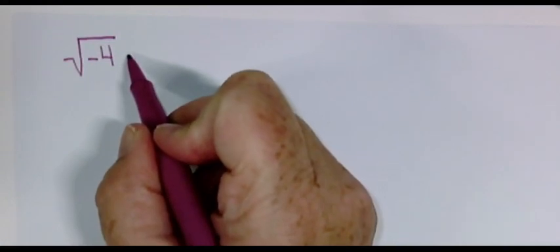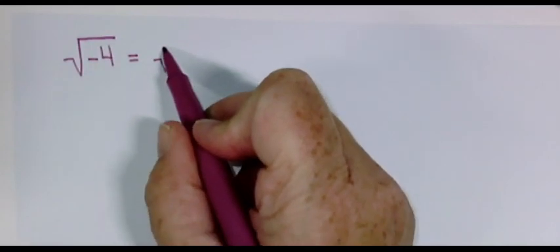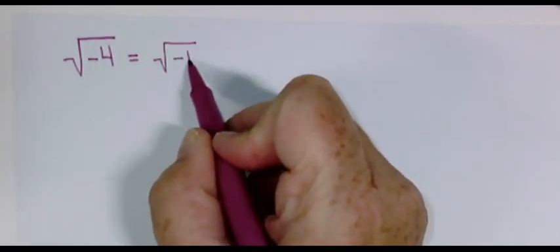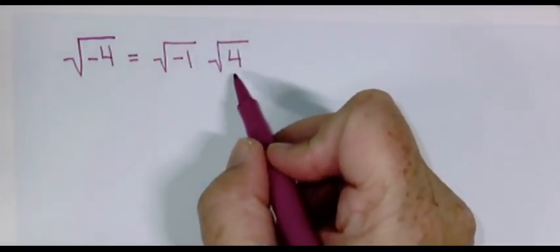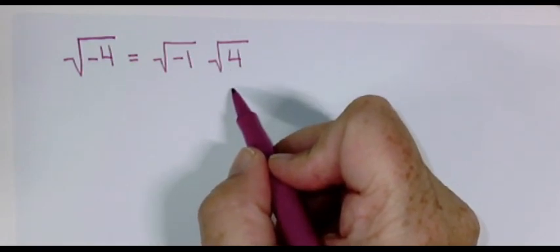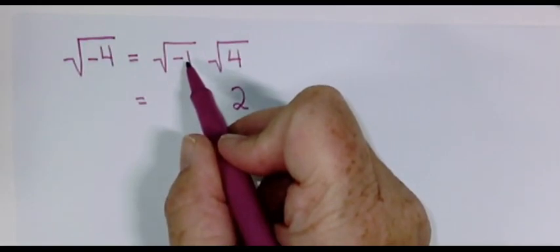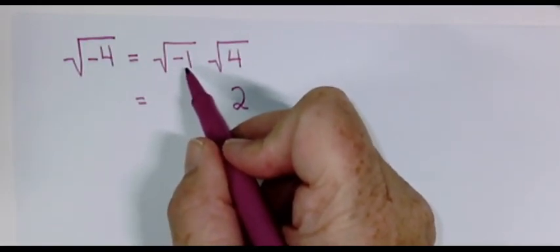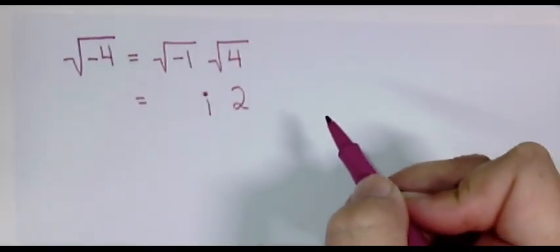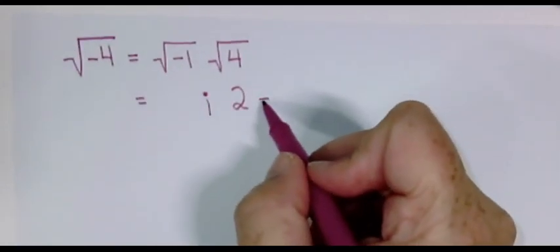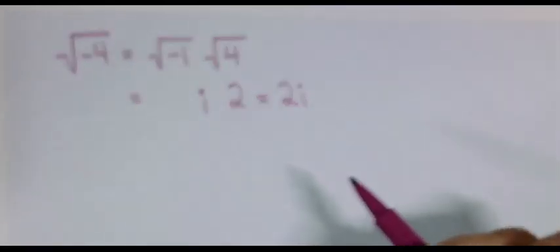So what we're going to do is simplify this first by making this a product of the square root of -1 and the square root of 4. Now we already know the square root of 4 simplifies to equal 2. And we learned in class that the square root of -1 doesn't exist as a real number, but it does exist as the imaginary number i. Then we rewrite this as 2i. That's how we do it.